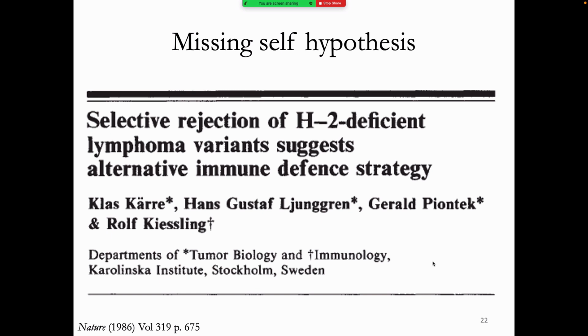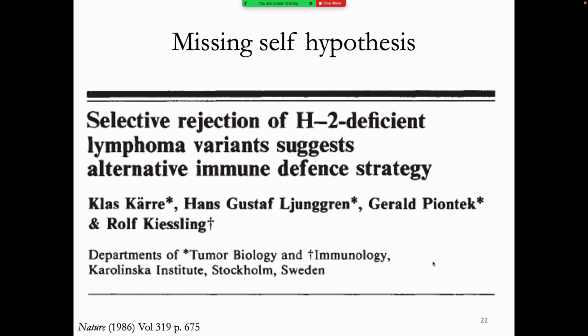And they did the identical experiment, which is that they put them into the H2B mouse. And so you can see the experiment is basically identical, except for one thing about the tumor cell. And when they did that experiment, they found that the mouse lived and the tumor died.